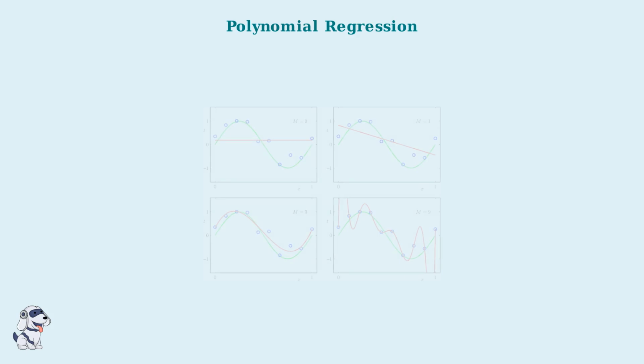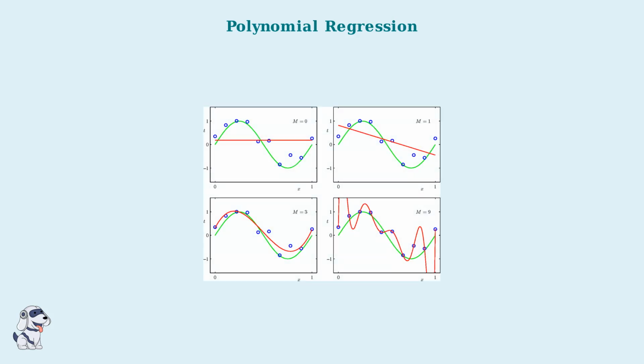Polynomial regression extends linear regression by fitting curves of different degrees. The degree m determines the complexity of the curve. A degree 0 gives a horizontal line, degree 1 gives a straight line, while higher degrees create increasingly complex curves.